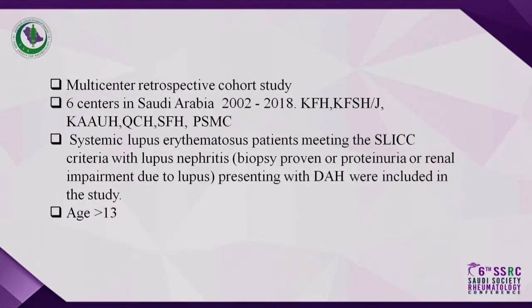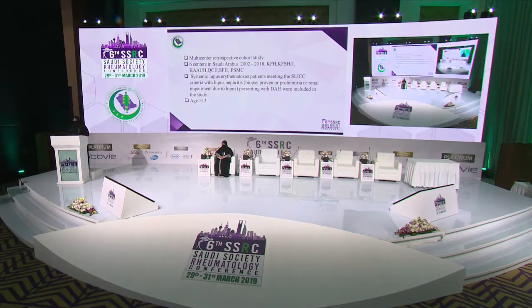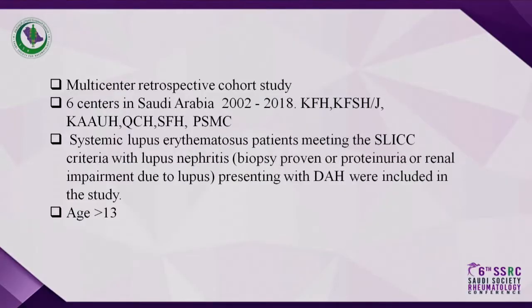It's a multi-center retrospective cohort study involving 6 centers in Saudi Arabia. Systemic lupus erythematosus patients meeting the SLICC criteria with lupus nephritis, either biopsy proven or with proteinuria or renal impairment due to lupus who were unable to have a kidney biopsy, who presented to the ICU, and had diffuse alveolar hemorrhage were included in the study. The age was above 13 years.